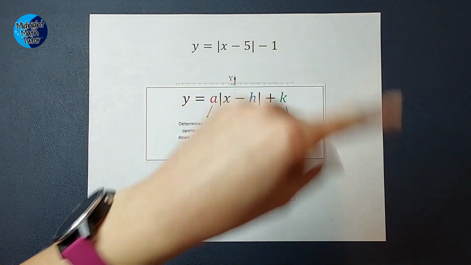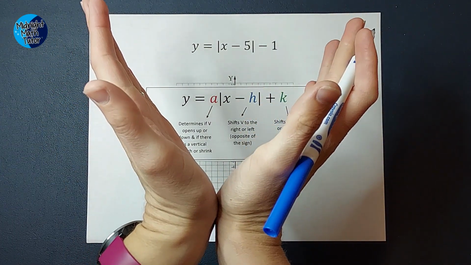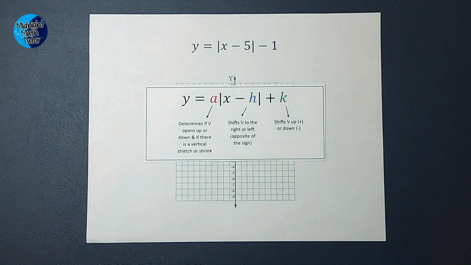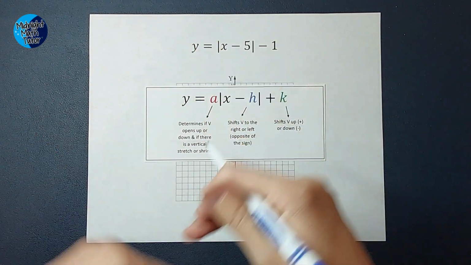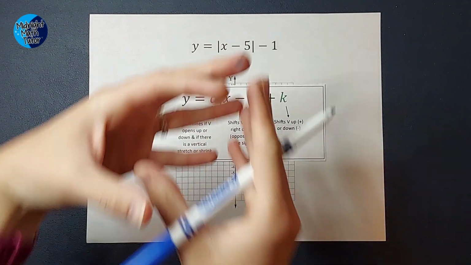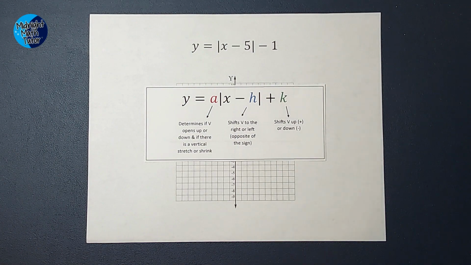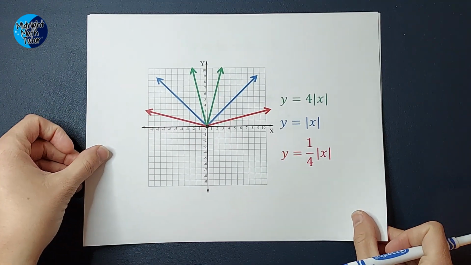And I will link a video in the corner where there's an example of this, but I'm just going to explain it very quickly, okay? If that's positive, my V opens up just like the parent graph. If it's negative, it's going to be an upside down V and open down, okay? Also, if it's a number like 5, 6, 7, 8, it's going to stretch your graph. If it's a fraction, it is going to compress it, looking something like this, okay?